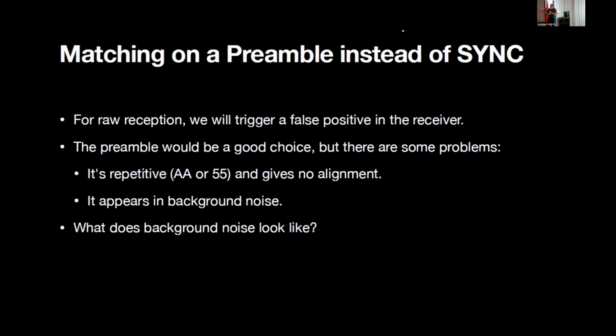Now, we can't just choose the preamble because, first of all, it's repetitive and it has no alignment. The transmitter is going to send many zeros and ones. And if we try to match in the middle of that, we won't quite know where the legitimate address is in the bits that follow. The other problem with it is that it appears in background noise. So very often in background noise, you will hear A's or 5s because that's sort of the sound of the receiver not knowing which bit to sample and then flipping back by a self-oscillation of its clock.